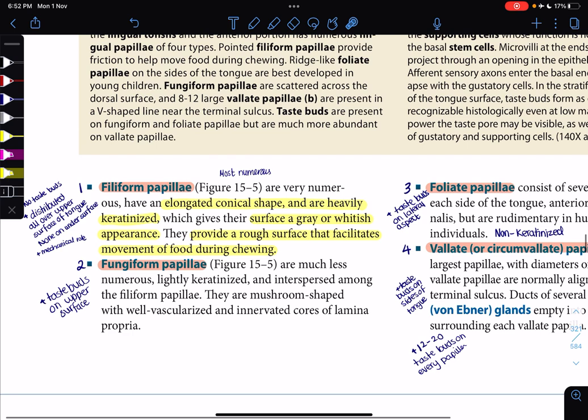في نوت هون على الجنب, the filiform papilla ما فيهم taste buds. احنا عندنا four types of lingual papilla. Three of them have taste buds, and the filiform papilla, they don't have taste buds. The filiform papilla are the most numerous, and they're distributed all over the upper surface of the tongue. ما في أي filiform papilla on the under surface of the tongue, and they have a mechanical role, نفس ما حكيت هلا, إنه they facilitate movement of food during chewing.